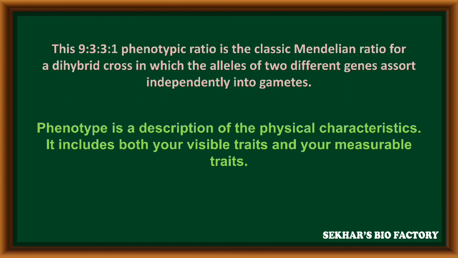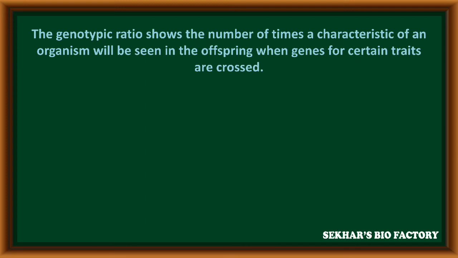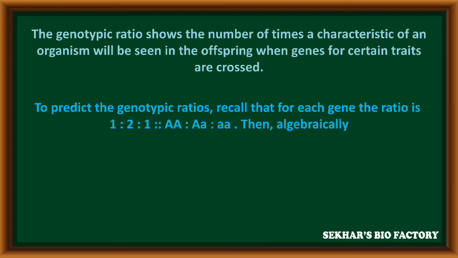Phenotype is a description of physical characteristics. It includes both visible characters or traits and measurable traits. The genotypic ratio shows the number of times a characteristic of an organism will be seen in the offspring when genes for certain traits are crossed.